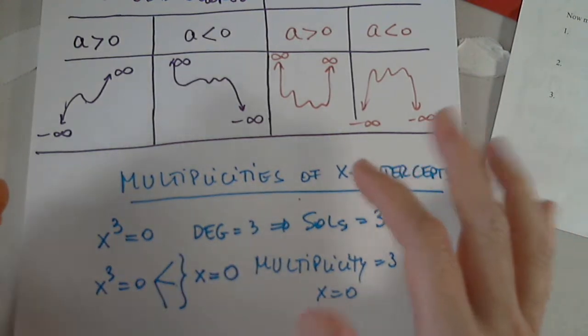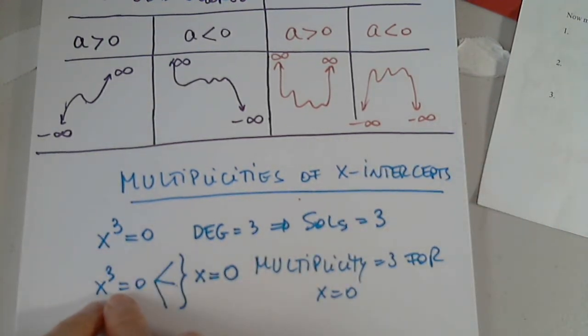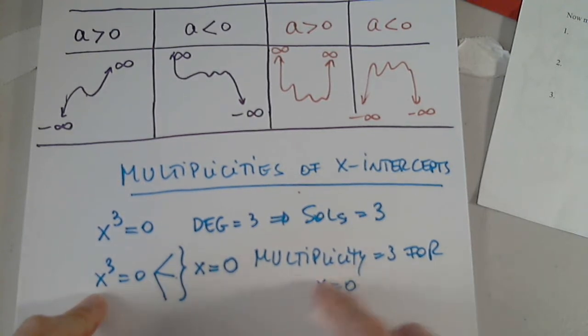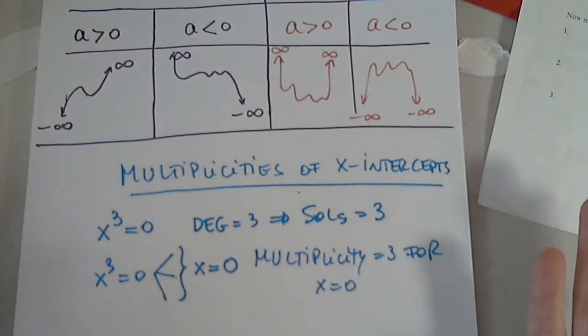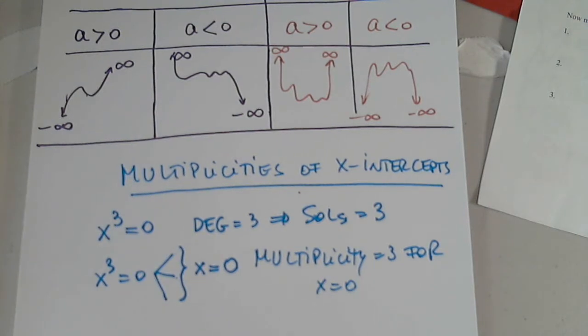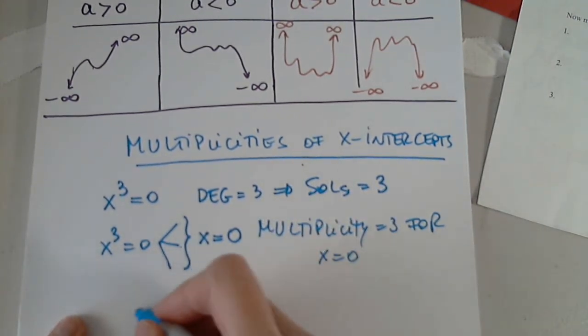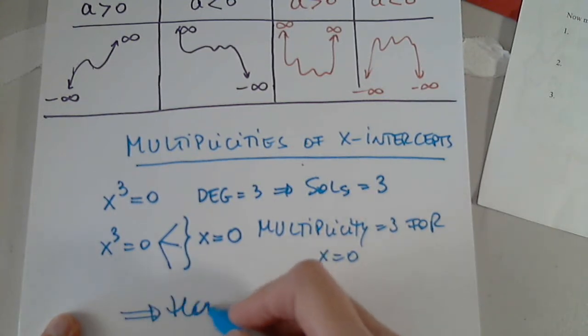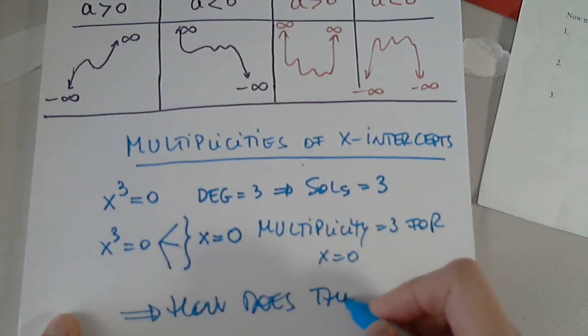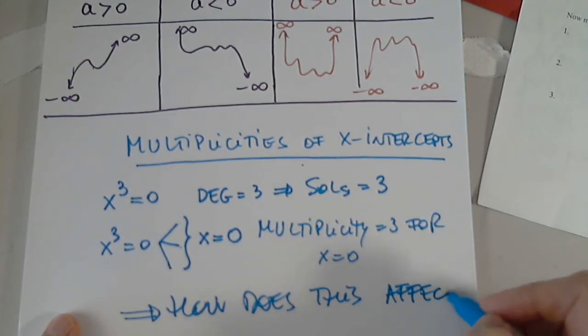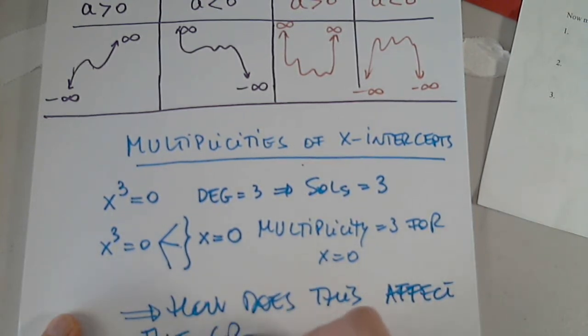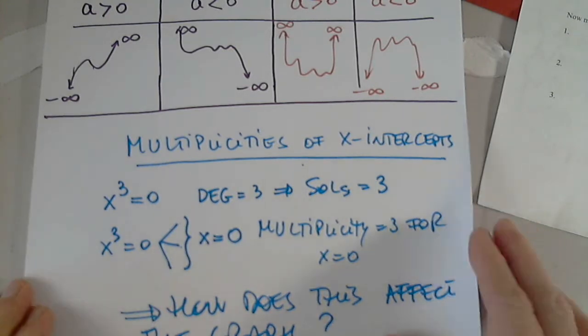So this function, I could say it crosses at 0 3 times. That's not possible. It only crosses once. It's just that the identical solution appears 3 times. How does this translate into the graph? How does this affect the graph? This is what is important. That's why I need to know the multiplicities, because they have an impact on the graph of the function.